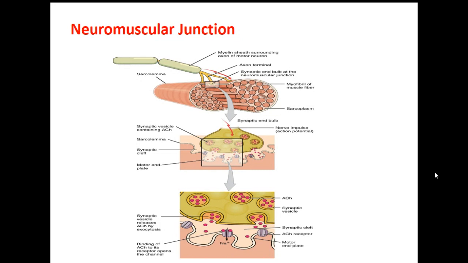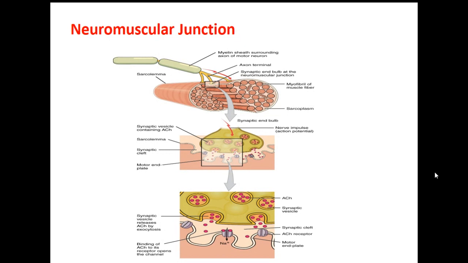The nerve impulse causes these vesicles to move to the surface of this axon terminal of the neuron and release the neurotransmitters into this little gap, the gap between the end of the neuron and the surface of the muscle fiber. This little gap is called the synaptic cleft. This is a synapse here. The acetylcholine molecules just drift across the gap and come into contact with receptors on the muscle fiber.